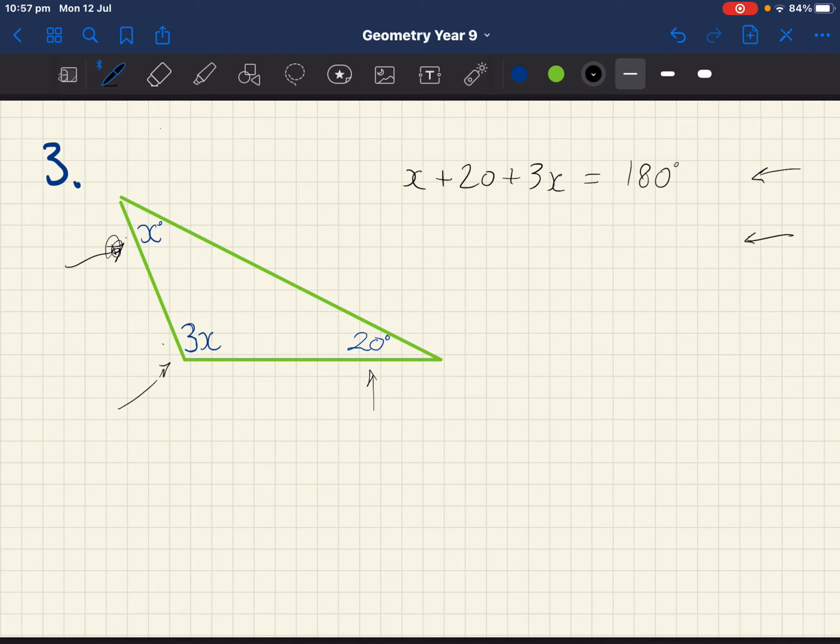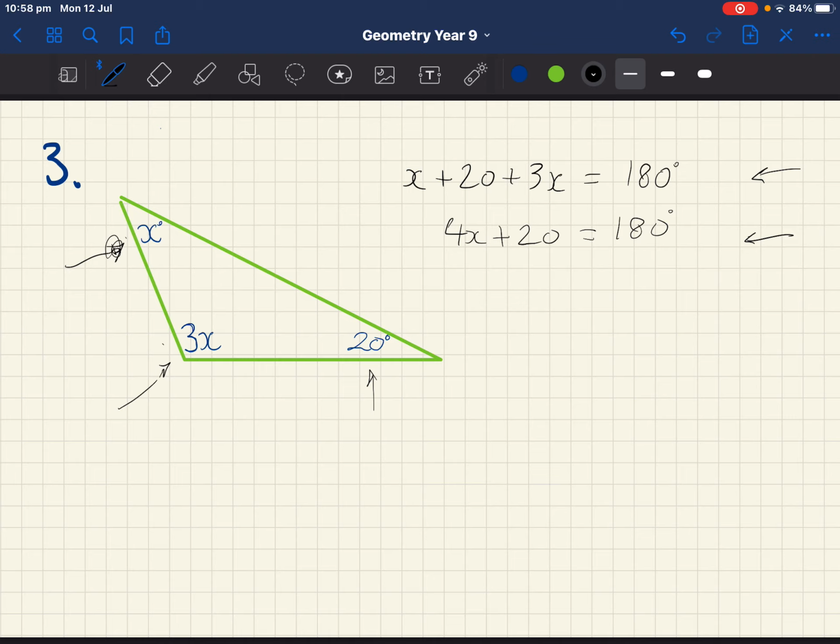So before I start minusing 20 or doing anything like that, just take a step to relax and simplify it down, make it as easy as possible. Here I can see we have an x plus 3x. In total, we actually have 4 lots of x. The plus 20 is still there, and the whole thing is equal to 180. So I've used my algebra skills just to simplify the equation before I go ahead and solve.